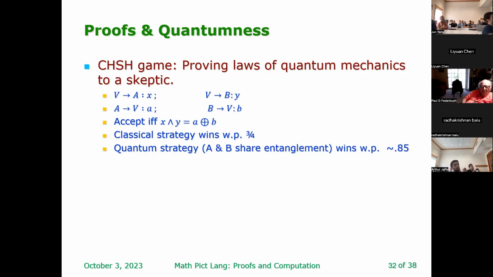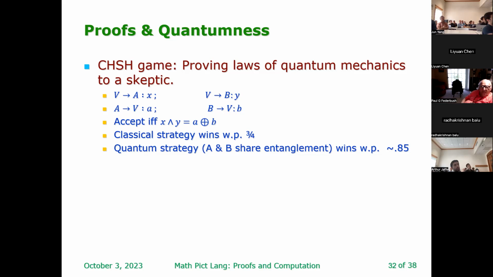And they should both respond with 2 bits, A and B. You will accept if the logical AND of X and Y, which is going to be another bit, equals the XOR of A and B. Okay, so XOR is the sum modulo 2. And somehow, multiplication and addition just don't mix in any universe, and in this universe also they don't.